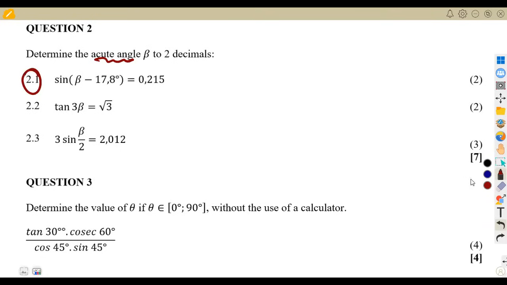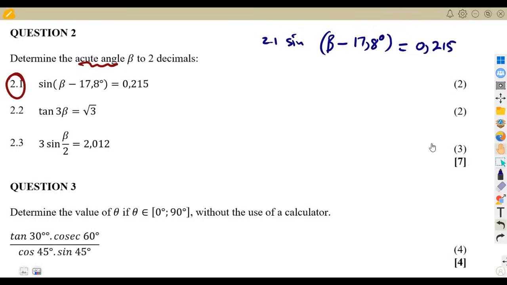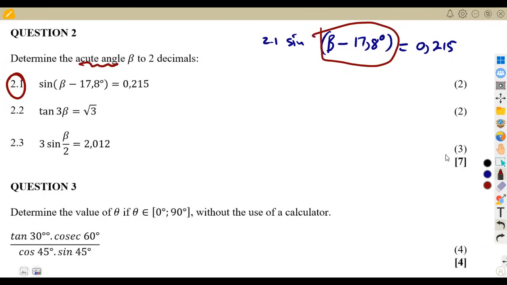So on 2.1, we're given the sine of beta minus 17.8 degrees, and this is equal to 0.215. So what you simply need in this case is to find the angle. And the angle is this part here. As you can see, we do not have any other number that is affecting sine, whether it's a multiplication or a division. It's just the angle, this one.